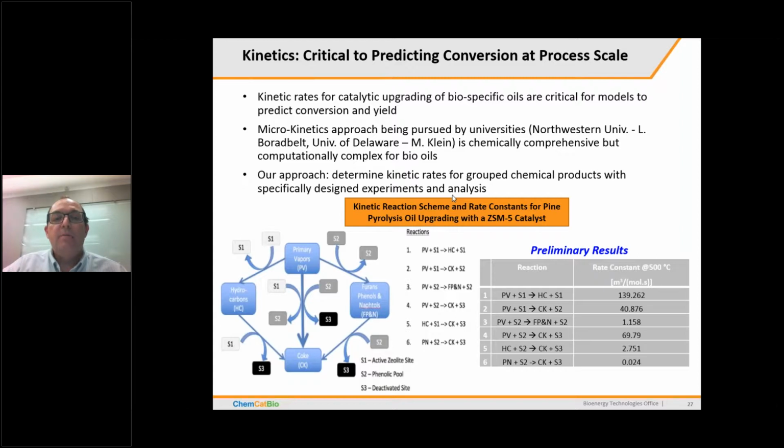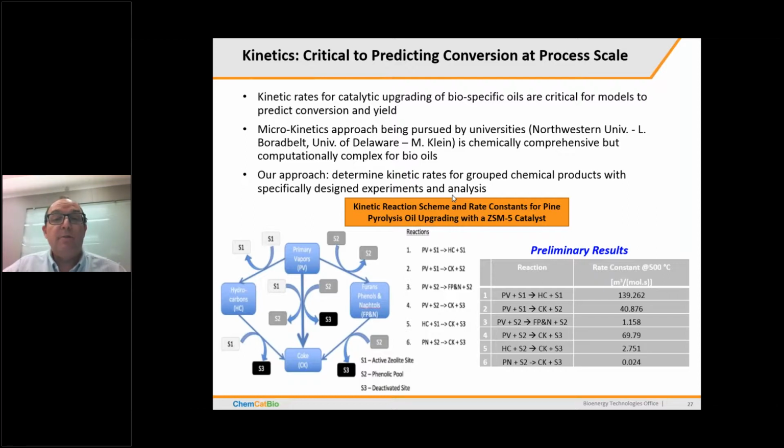reactions going on. It's important to note that there's a lot of activity out there studying kinetics, particularly at universities, for instance, at Northwestern University and the University of Delaware, Professors Broadbelt and Klein, respectively, at those institutions, who are studying microkinetics. We're very much in support of that effort, and hopefully would like to include those kinetics in our models some day. But for the time being, we're using a simpler scheme that does fully capture the products coming out that we can measure, and then we can actually get these kinetic rates.